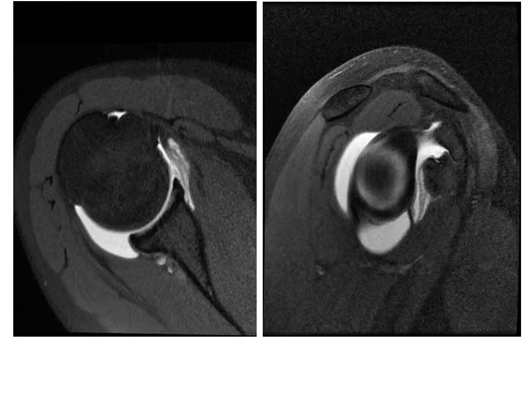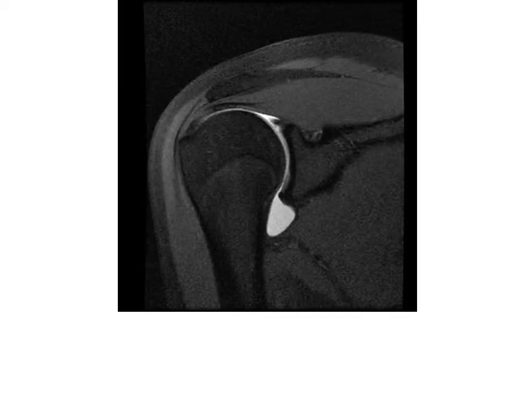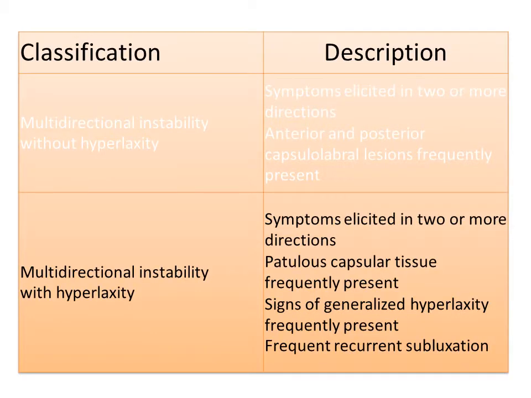The MRI of this lady demonstrated a somewhat voluminous capsule, but no obvious labral pathology. So in our classification, she falls a bit between the lines, but with signs of multidirectional instability with hyperlaxity, with a patulous capsular tissue, some signs of general hyperlaxity, and no labral tears.